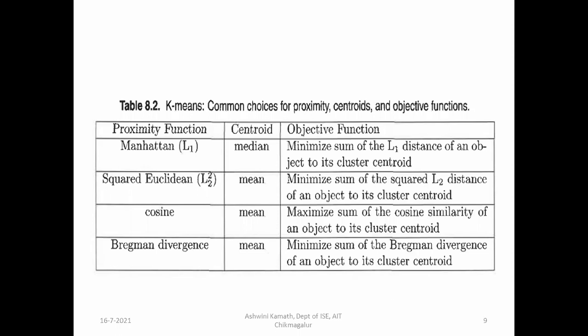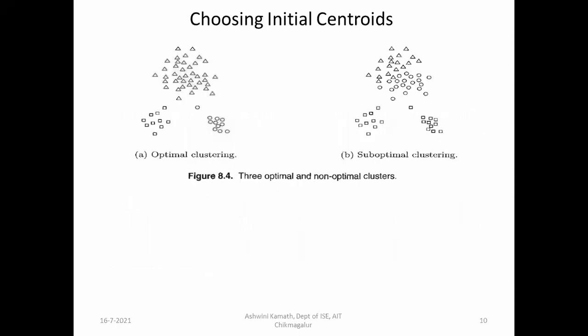The second proximity function is squared Euclidean, that is L2 squared. Just now we have seen the formula for that. The centroid will be the mean value, that is the average value, and the objective is to minimize the sum of squared error, the squared L2 distance of an object to its cluster centroid. Then for cosine similarity, the centroid is also the mean value, and we maximize the sum of the cosine similarity of an object to its cluster centroid. Then for Bregman divergence, the centroid is also the mean value, and we minimize the sum of the Bregman divergence of an object to its cluster centroid.